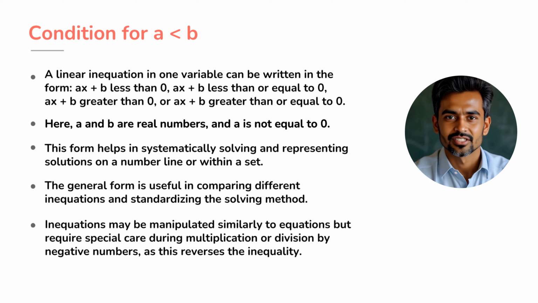Even with fractions, the logic holds. 2 by 3 is less than 4 by 5 because 4 by 5 minus 2 by 3 gives us 12 by 15 minus 10 by 15, which equals 2 by 15. Positive again. So, the takeaway here, if B minus A gives a positive result, A is definitely less than B.